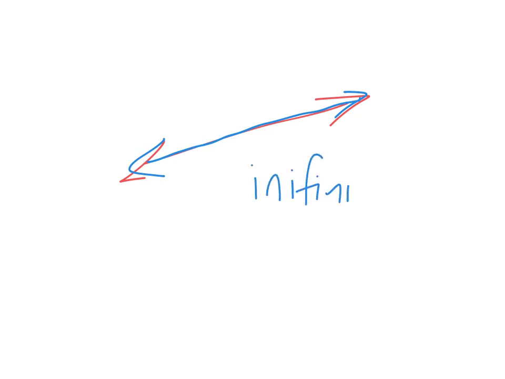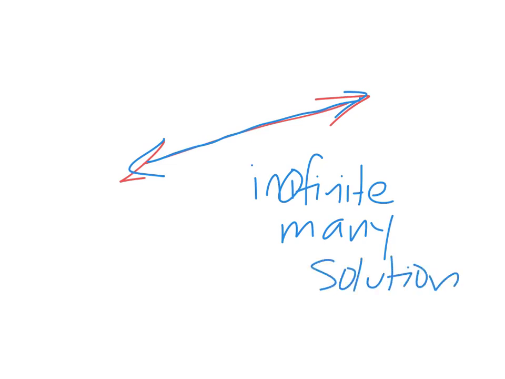If you have two lines on top of each other, which does occasionally happen, this is called infinitely many solutions. Infinite, I don't know if I know how to spell infinite. There's an extra I that shouldn't be there. Solutions. So whenever you're graphing, if you end up with a line on top of a line, you can say many solutions.